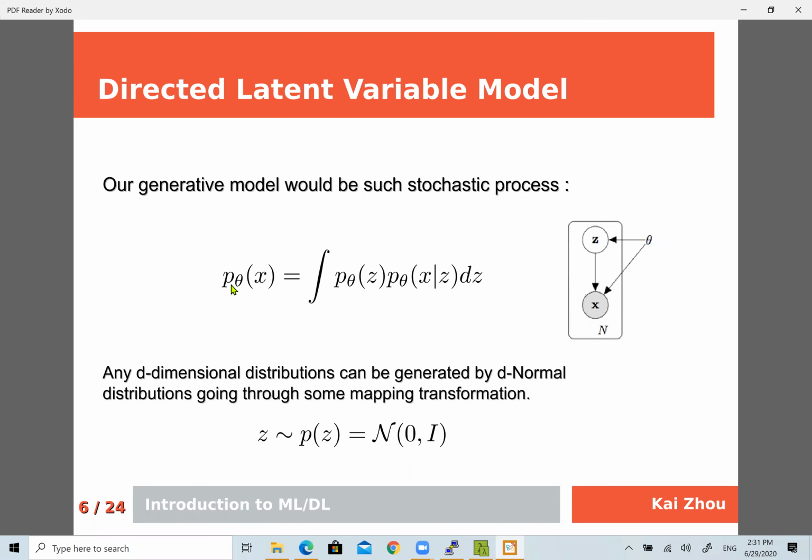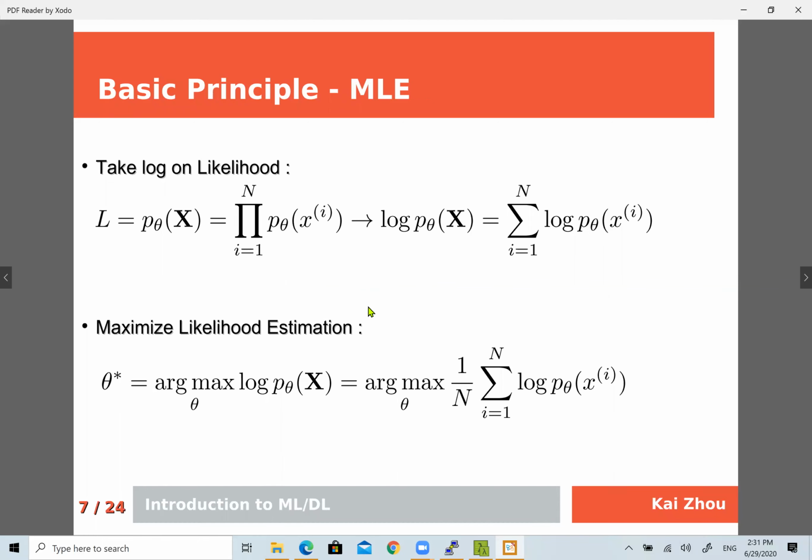Okay. So now we already have our formula for the generative model. That's here, right? This integration. And we also assumed this prior P of Z to be a simple multivariate independent Gaussian distribution, right? So now how to do our generative training, how to learn the model, how to tune this model parameter theta? So what's the principle? A very basic principle is the maximum likelihood estimation. We already talked about it several times, right?